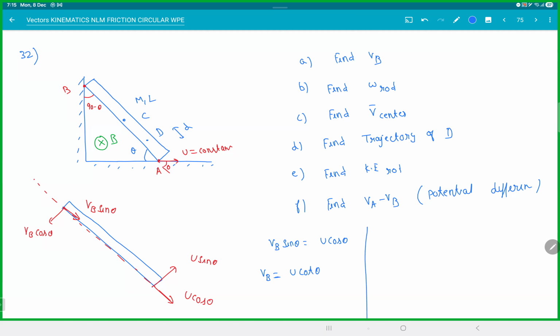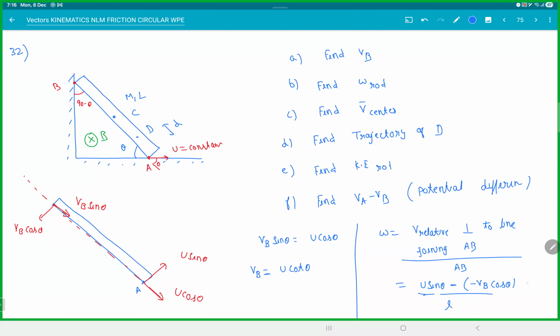U cos theta. What about omega? There are two ways to do it with IAR, but there is one more way. You can stand on A. So omega is defined as V relative perpendicular to the line joining AB, divided by the distance between AB. I think we did this recently in that projectile thing. So here u sine theta, VB cos theta, both are opposite. So that's u sine theta minus of minus VB cos theta, by L. There's another way to do this. I'll show you that also. But again, this is one way to do. If you know two particles, this will end up to be u by L sine theta. That's your omega.